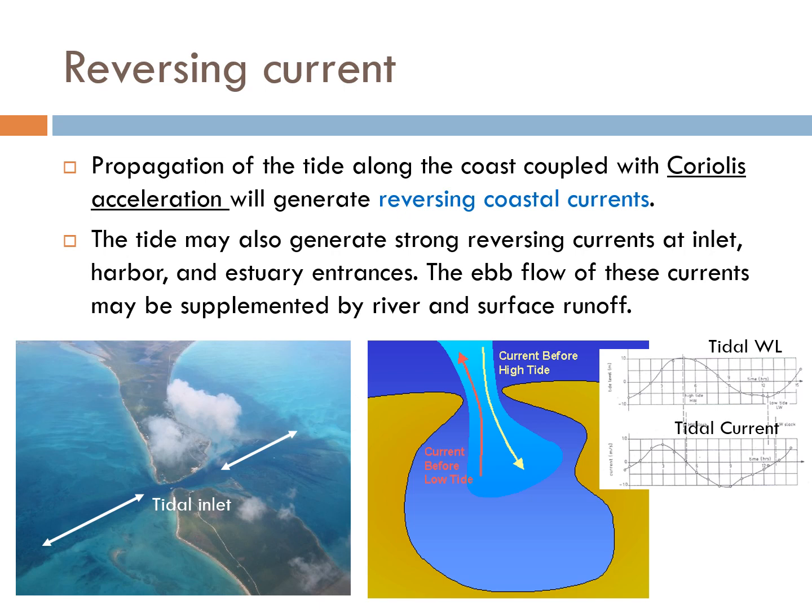Reversing current may be attributed to the propagation of tide along the coast, coupled with the effect of coral reef acceleration. Reversing current can also occur at the inlet of harbors or estuaries, and it is characterized by the flood and the ebb motion of the tide, and so it is responsible for the onshore and offshore littoral transport.